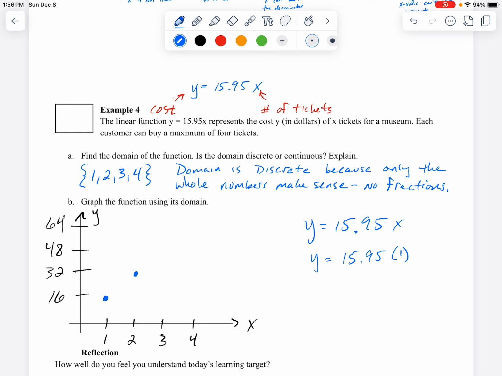So this is just an estimated graph here. When x is 3, it would be just under 48. And when x is 4, it should be just under 64. And now we're not going to connect these lines because that would indicate that the graph is continuous, but it's not. Remember, this is what we mean by discrete. Only these 4 points, those are the only solutions in this case that make sense, since we're talking about tickets and there being a maximum of 4.